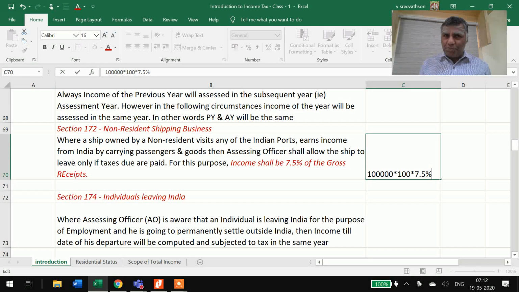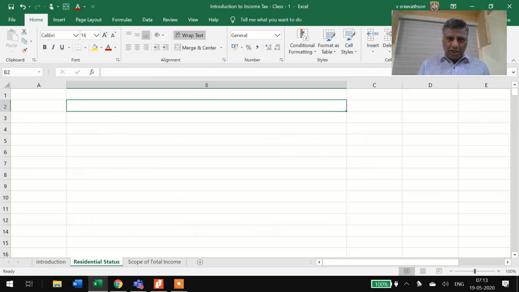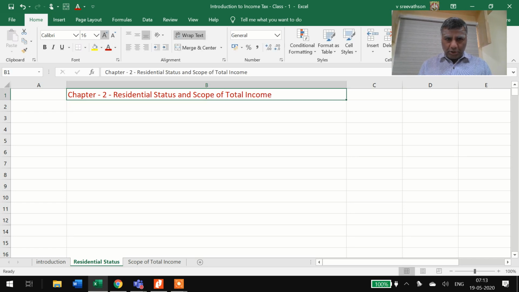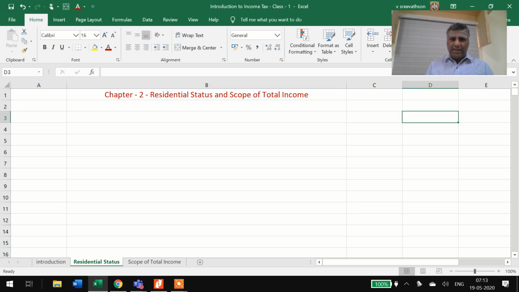Go to a fresh page in your theory notebook. Write the chapter heading. Chapter 2: Residential status and scope of total income. Residential status and STI, scope of total income.